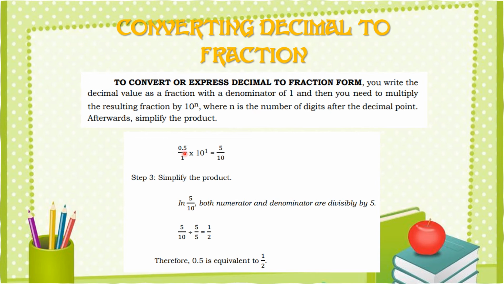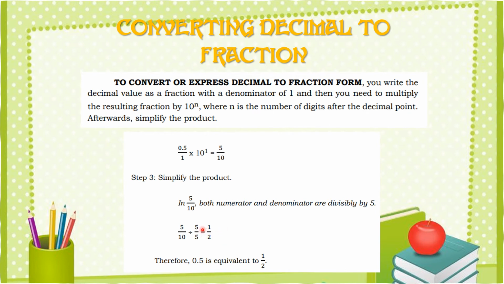So 0.5 times 10, using your calculator, remember to use your calculator to have an accurate result, is equal to 5. And then 1 multiplied by 10 is, of course, equal to 10. So we have here 5 over 10. This fraction can be simplified. Since both numerator 5 and denominator 10 are divisible by 5, we divide them. 5 divided by 5 is 1. 10 divided by 5 is 2. So the resulting fraction is 1/2.